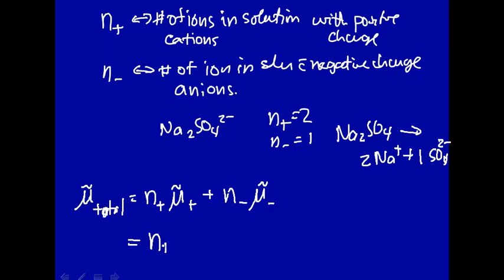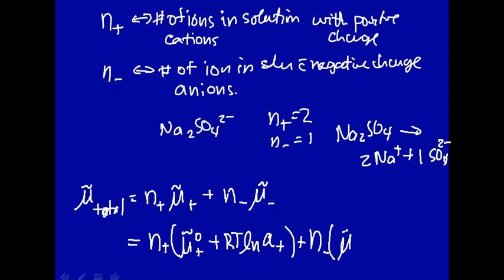So this would be N plus times the standard state electrochemical potential of the plus species, plus RT times the natural log of the activity of the plus species, plus the number of the minus species times the standard state electrochemical potential of the minus species, plus RT times the natural log of the activity of the minus species.